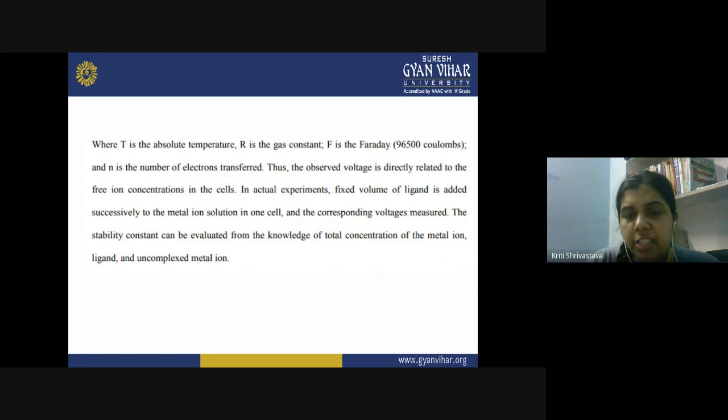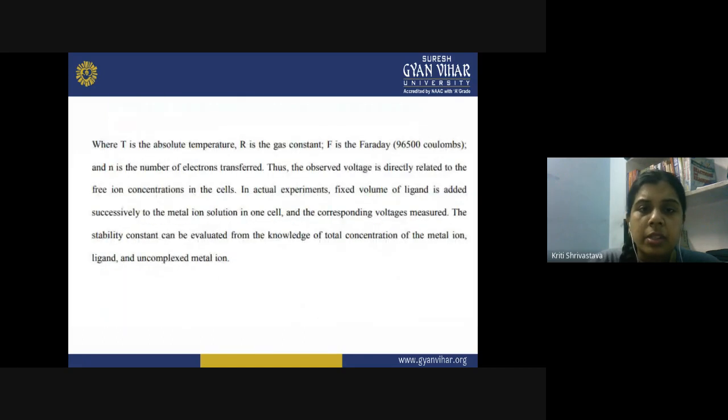So in the actual experiments, a fixed volume of ligand is added successively to the metal ion solution in one cell, and the corresponding voltage is measured. The stability constant can be evaluated from the knowledge of the total concentration of the metal ion, ligand, and uncomplexed metal ion.